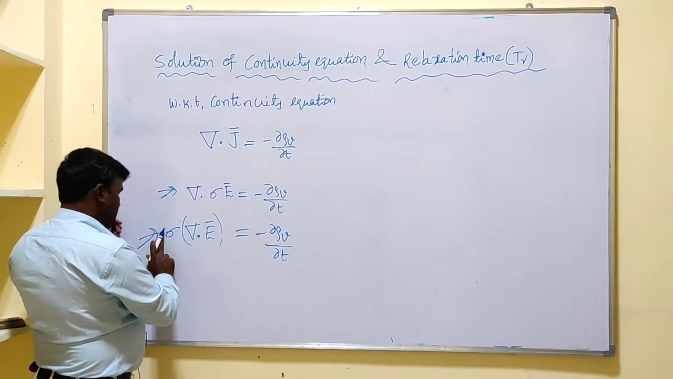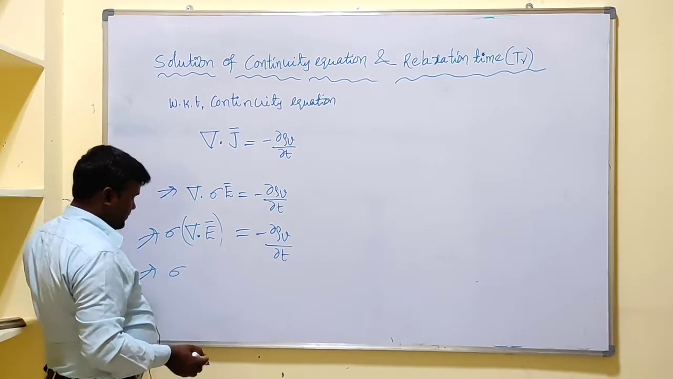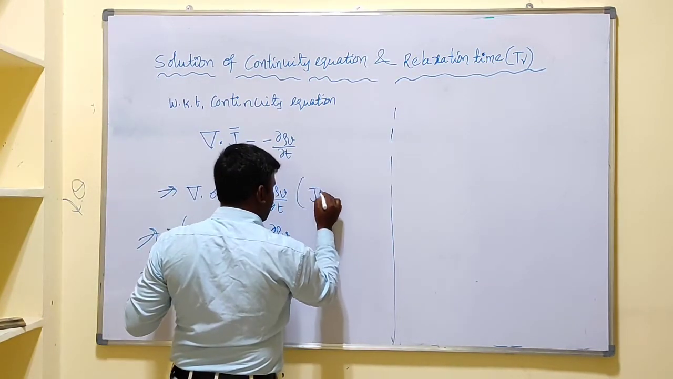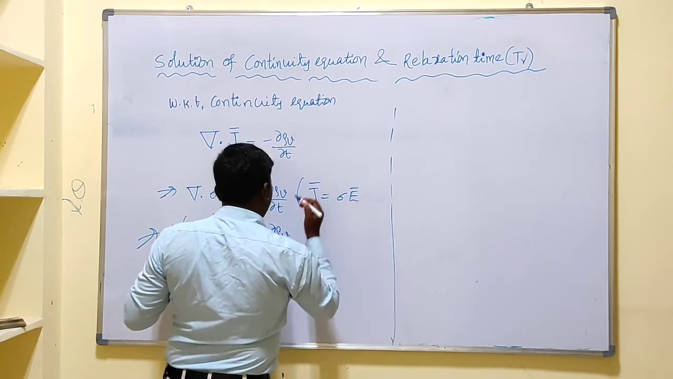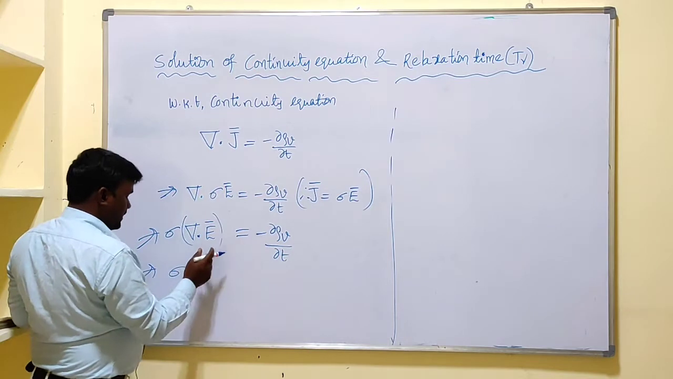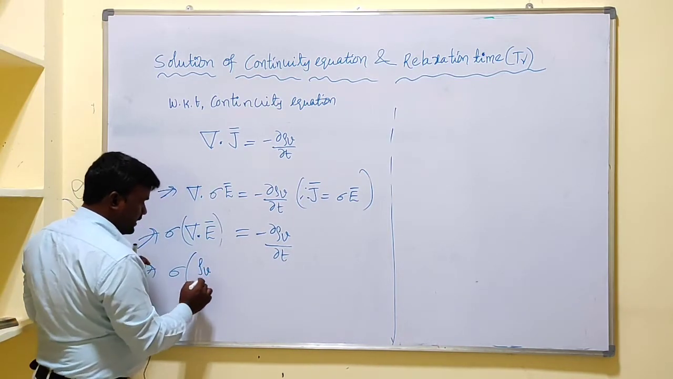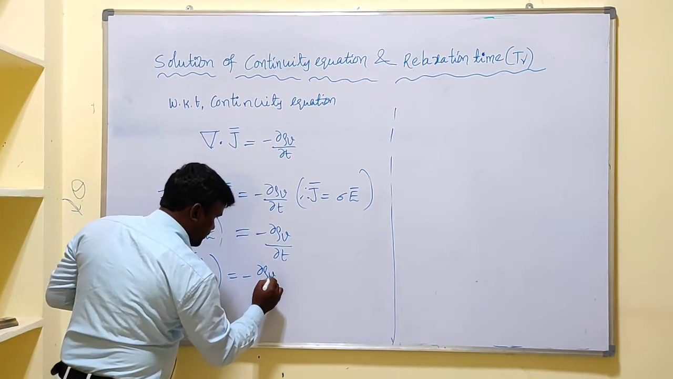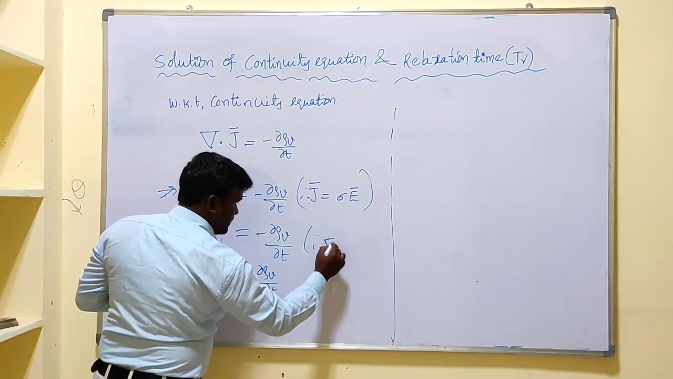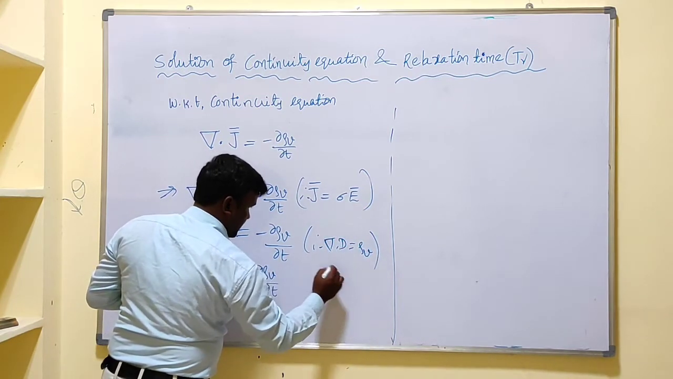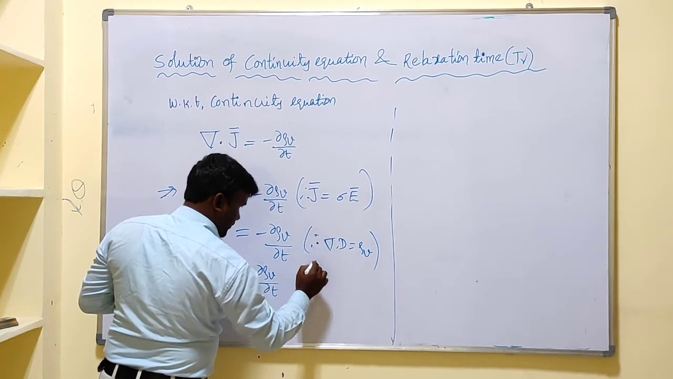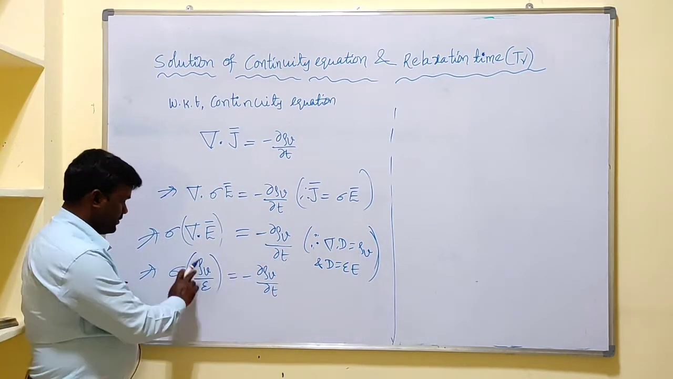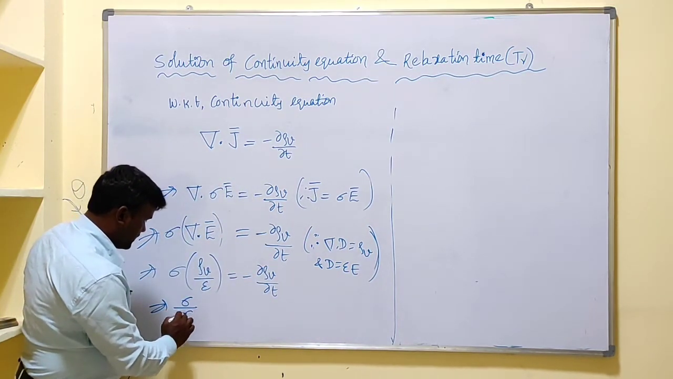Now let us simplify this. Here J is replaced with sigma into E. Del dot D is rho V, and D equals epsilon into E, so del dot E means rho V by epsilon. Please consider this. Finally, we got sigma by epsilon into rho V.